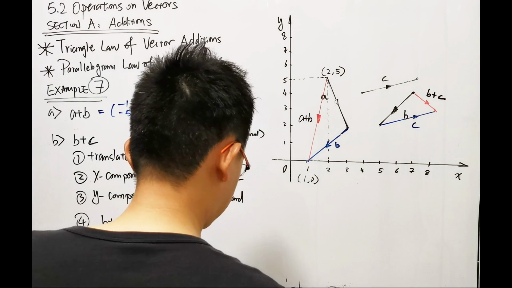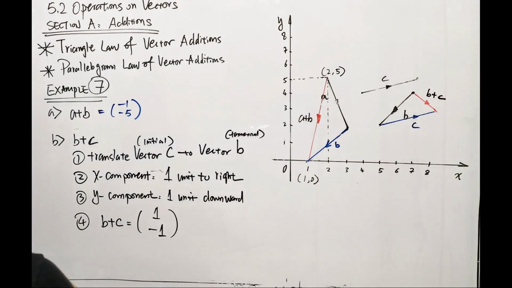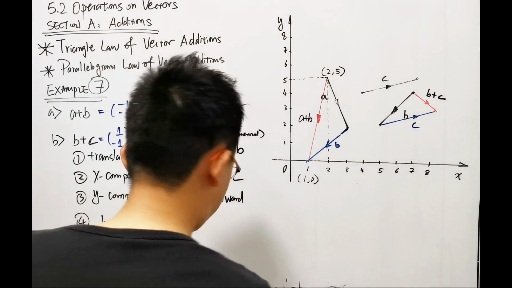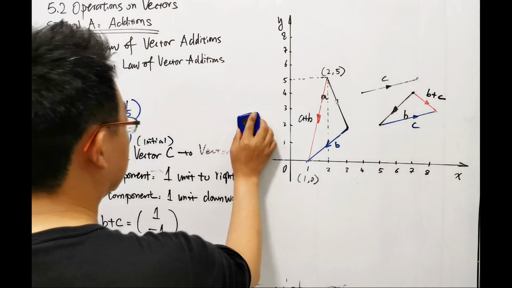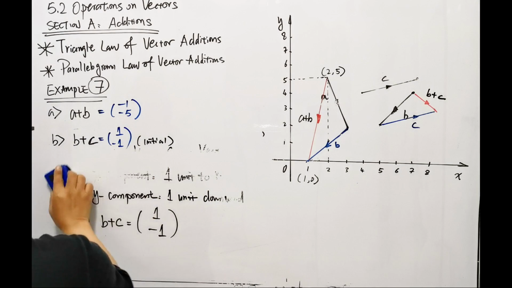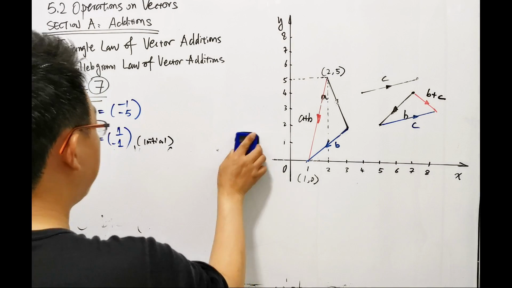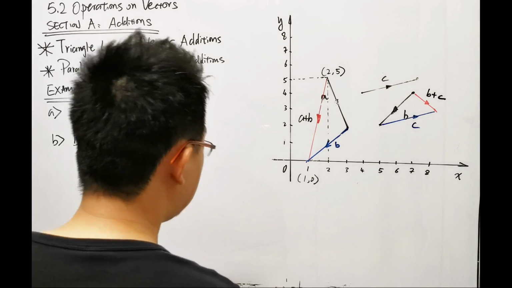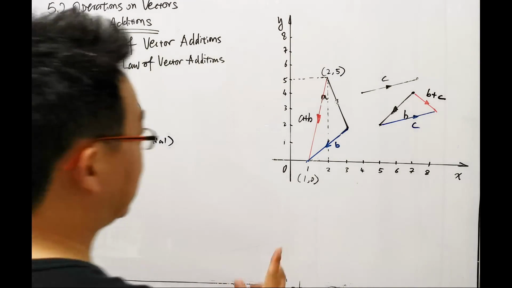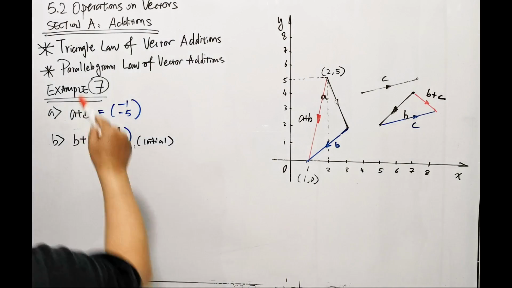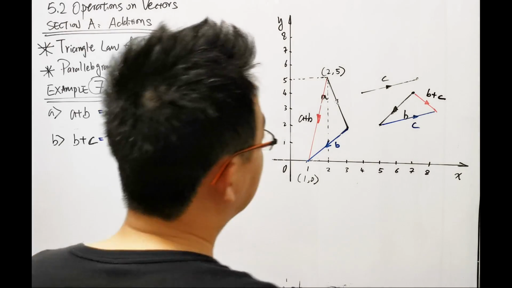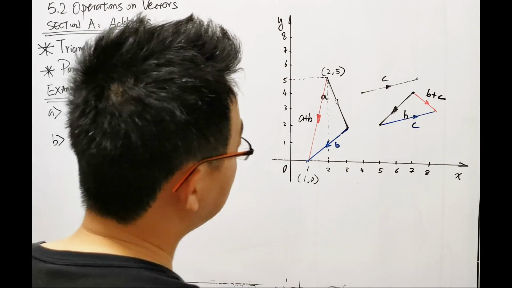So in this case we have another answer. So we have the final answer equals 1, minus 1, right? Okay, let's talk about this. For this B plus C, we also can use the parallelogram law for vectors. So we can use a different way. Okay, the different way is which way?